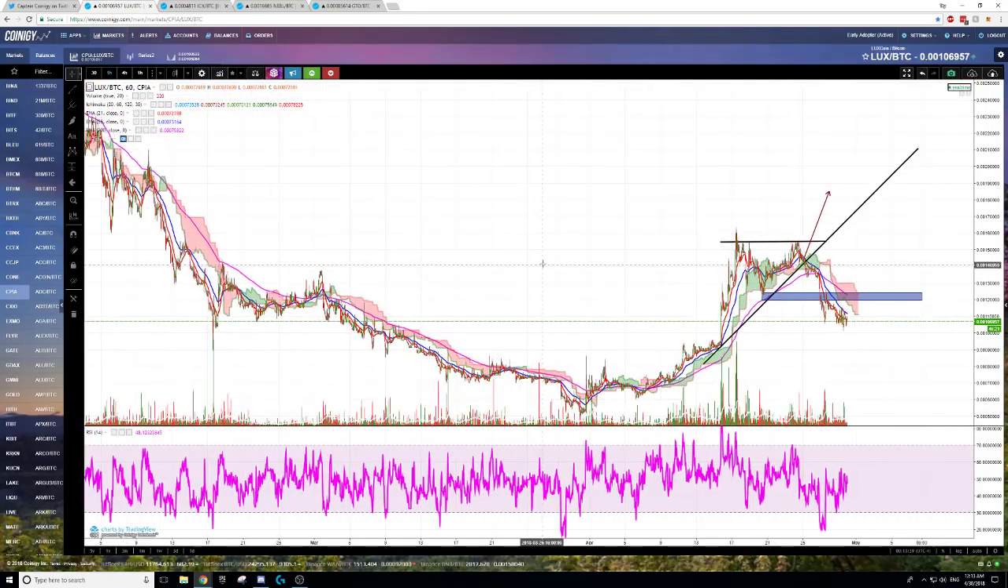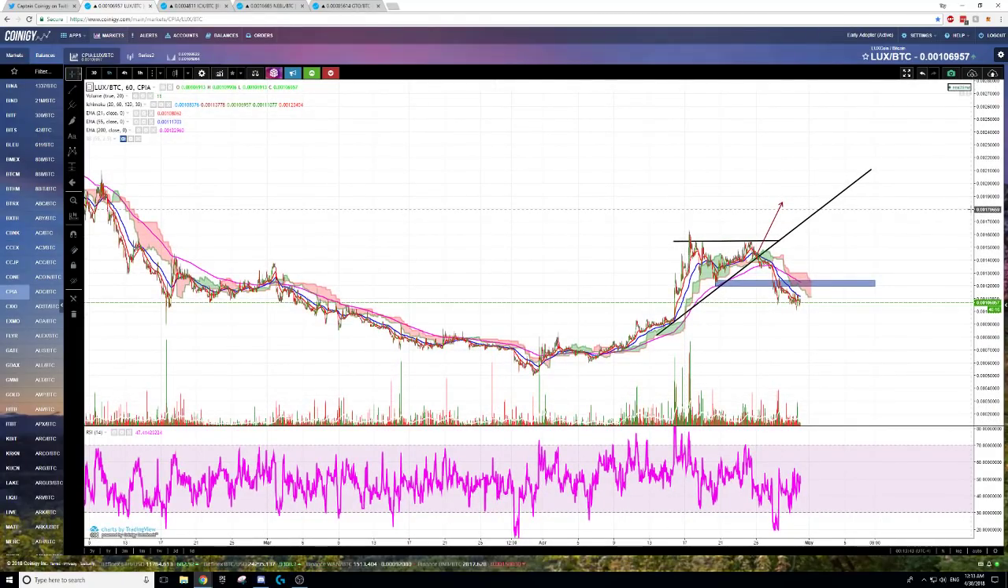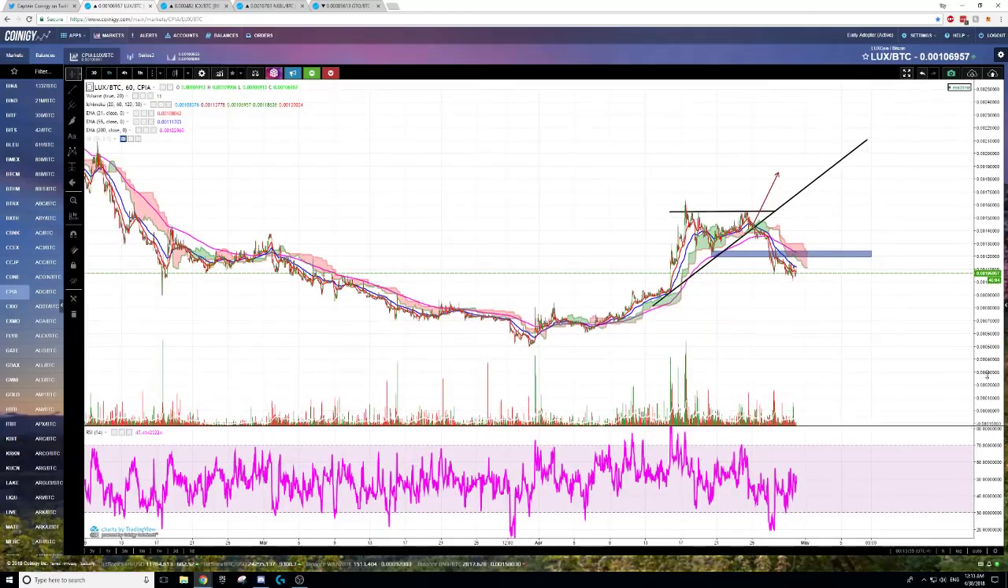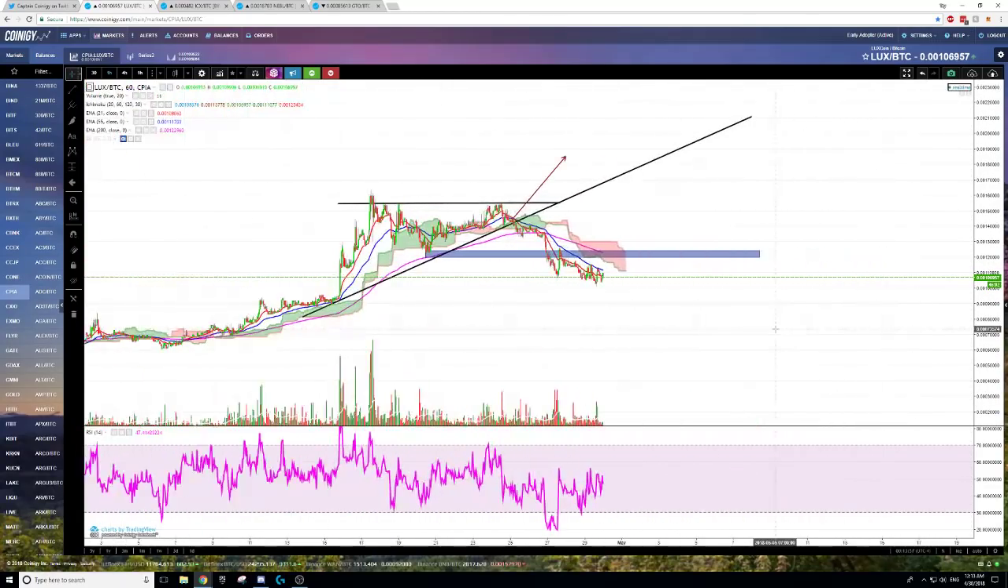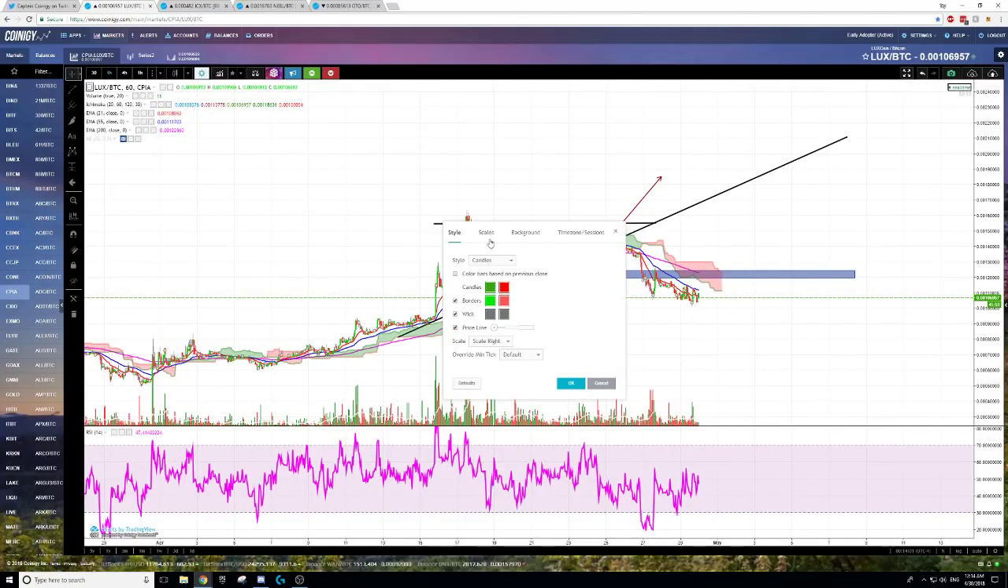So let's look at what's going on with Lux. Lux is a privacy coin, super cheap, microcap on Cryptopia. It actually has one of the most expensive master nodes out there. Tons of people mining this one, which is a good sign as far as a coin goes. Let me change the candle colors to black so they show up better on this chart.